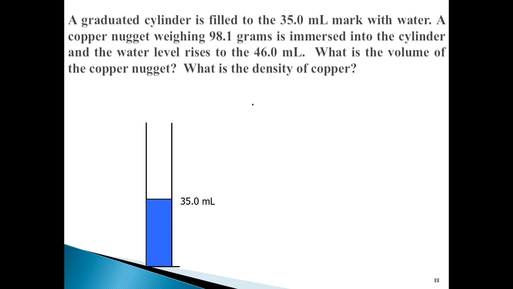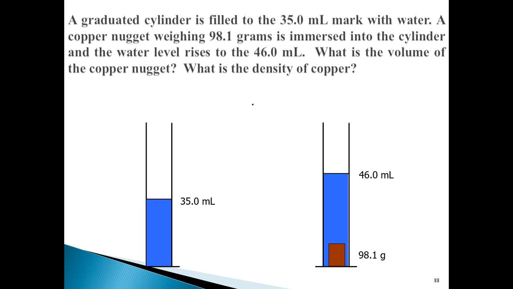We start off with a cylinder where the volume of the water in the cylinder is 35.0 mL, and then we add our copper metal to the water. The copper metal sinks to the bottom, and you'll notice that the liquid level in the cylinder rises. What is actually happening here is that the metal is displacing a certain amount of water equal to its own volume.